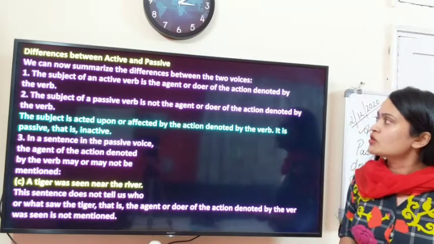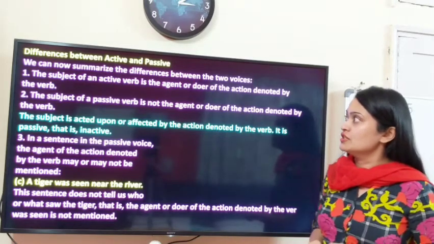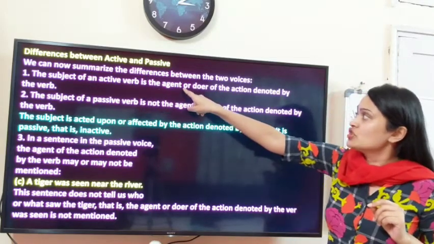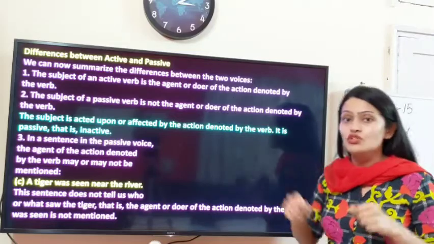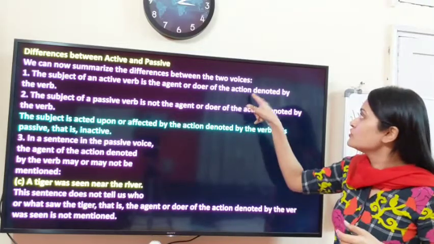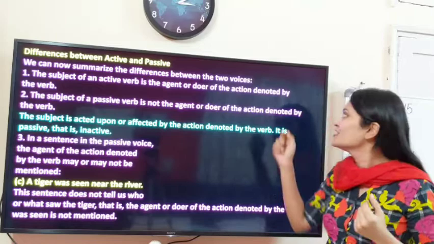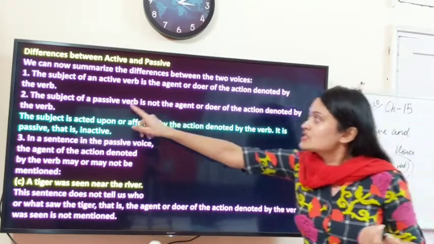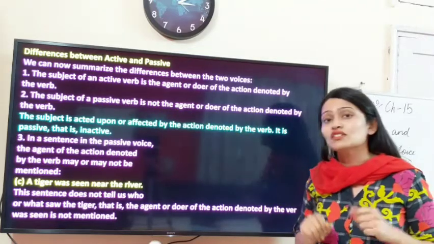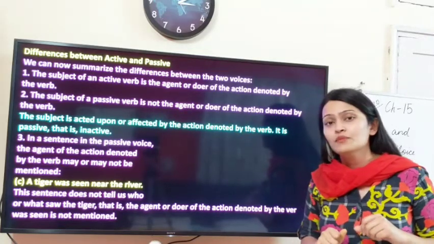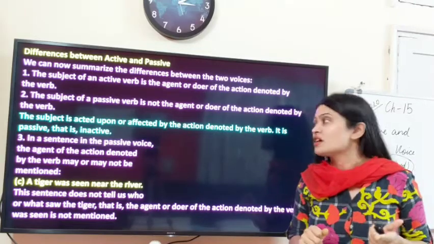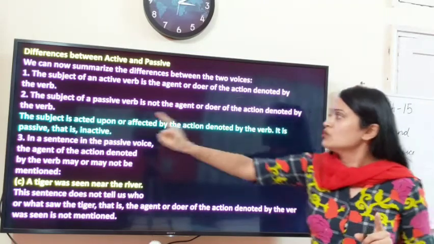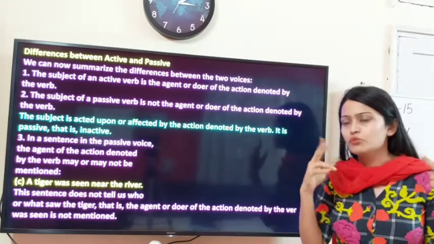So, the subject of an active verb is the agent. The subject, over there the subject was Arvind, is the agent. Agent means doer, someone who does the action. Which action? Driving, denoted by the verb. The subject of a passive verb, which was the subject of the passive verb, children? The subject was the car. It is not the agent. It is not the doer of the action denoted by the verb. Very clear points to differentiate between the two.